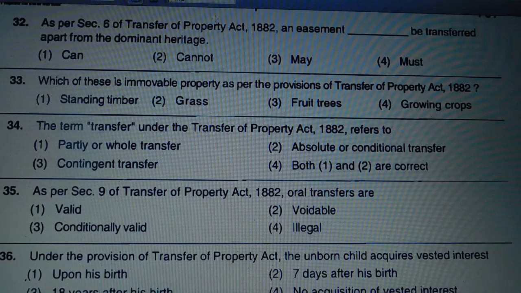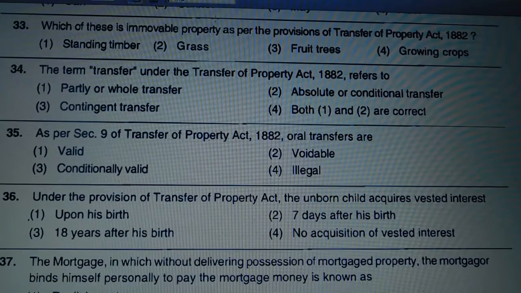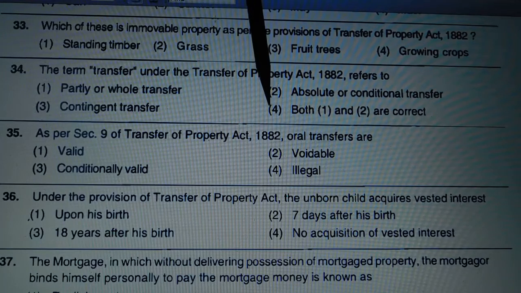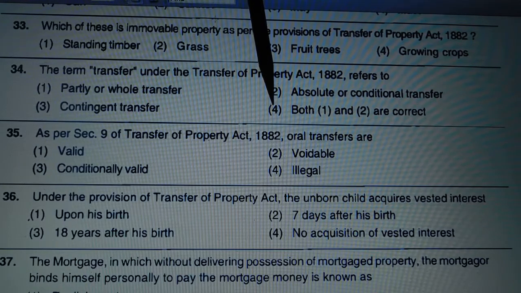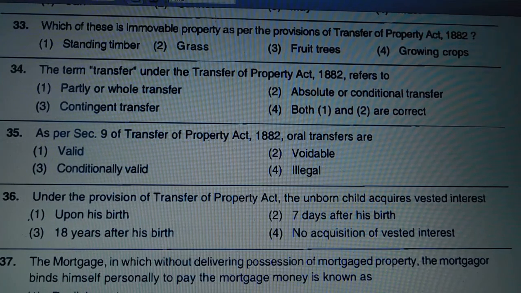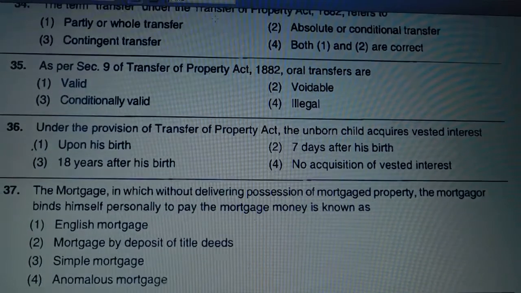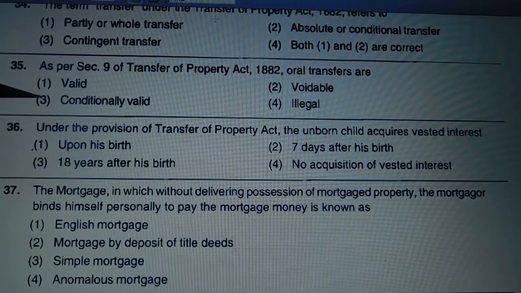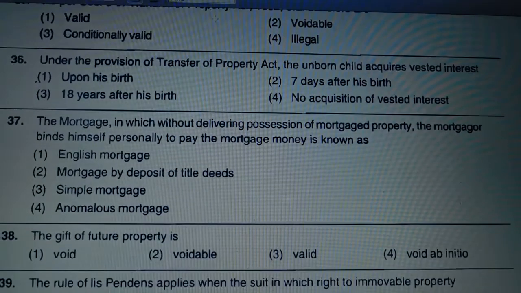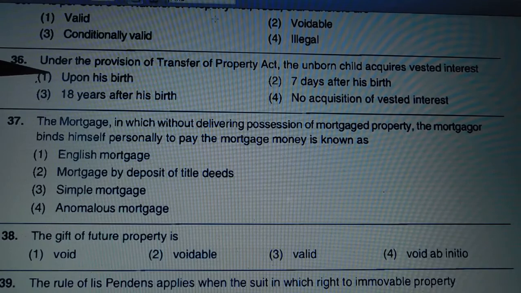Question number 34. The term transfer under the Transfer of Property Act refers to. The answer is both 1 and 2 are correct. Number 1, means partly or whole transfer. Number 2, absolute or conditional transfer. Question number 35. As per Section 9 of Transfer of Property Act, oral transfer are. The answer is conditionally valid. Question number 36. Under the provisions of Transfer of Property Act, the unborn child acquires vested interest. The answer is upon his birth.